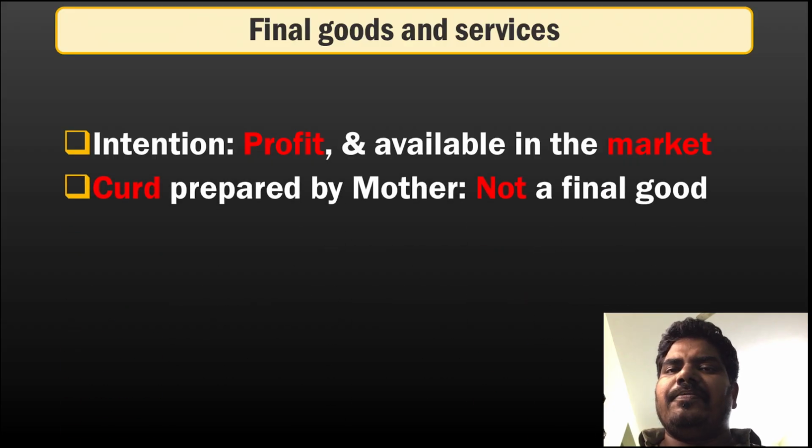For example, if curd is prepared by a mother, this is not considered a final good, because its intention was not profit motive. It is to serve all the family members, right? And it is not produced in the market, as it is made at home for the family. So though it is a final good produced, it is not counted in GDP computation.